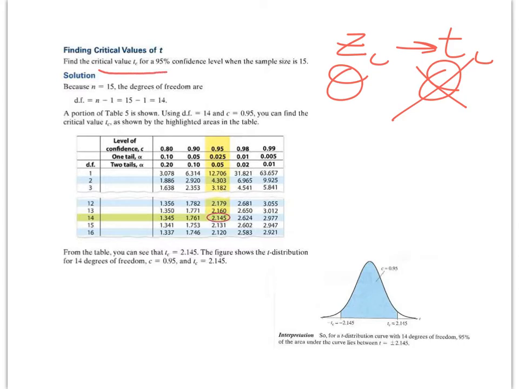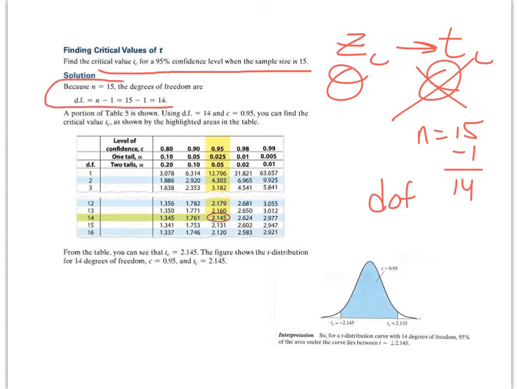To find the critical value for a 95% confidence level when the sample size is 15, so n equals 15, what we need to do is subtract 1. We get 14. That's our degrees of freedom. Because the sample size is 15, the degrees of freedom are going to be 14. So you take 1 away from the sample size. Then we look into our table, which is a condensed version of it. I'm going to look for a 14 in my degrees of freedom, go across and find my 0.95. And I see that my t sub c is going to be 2.145.